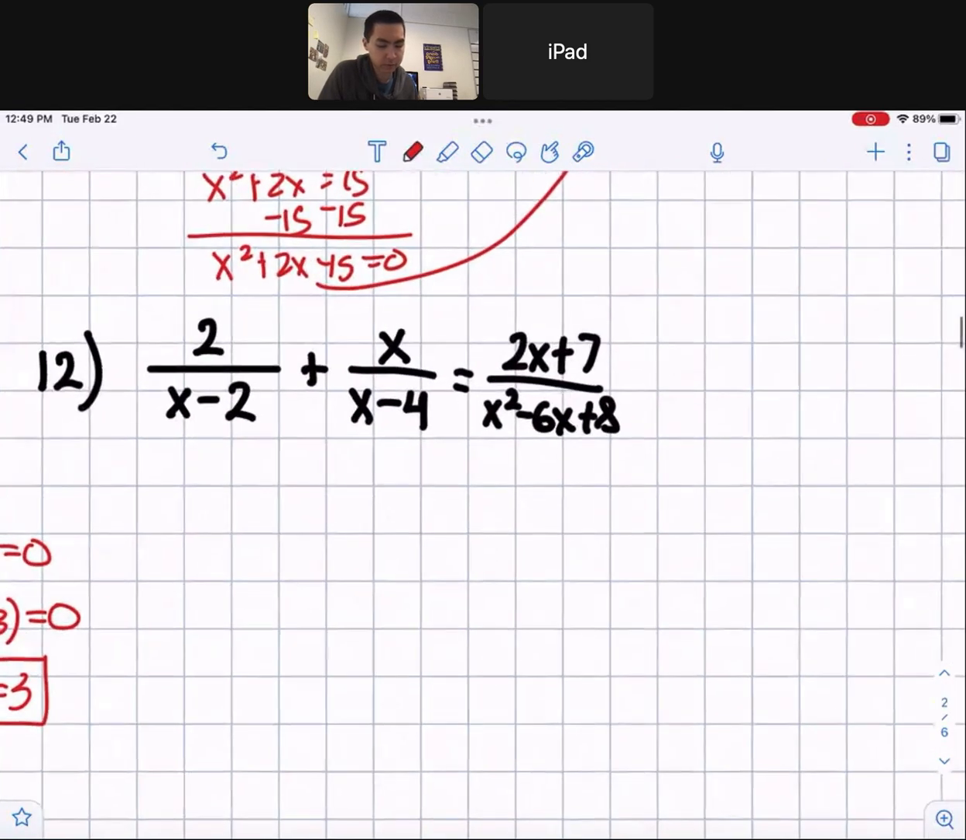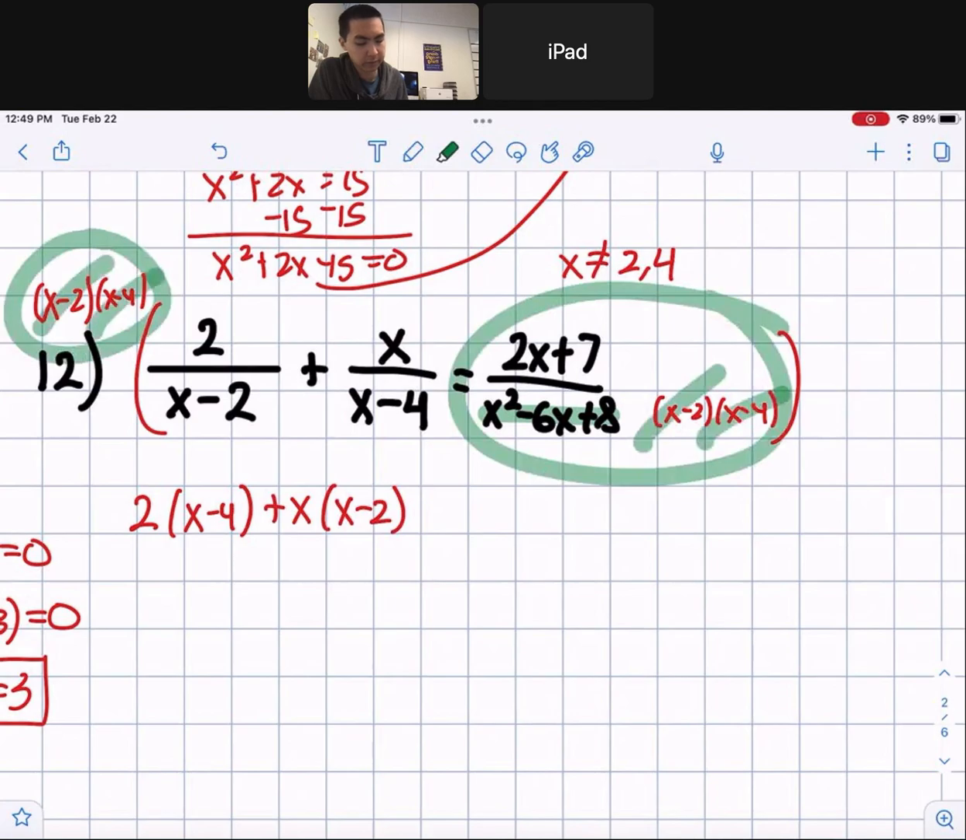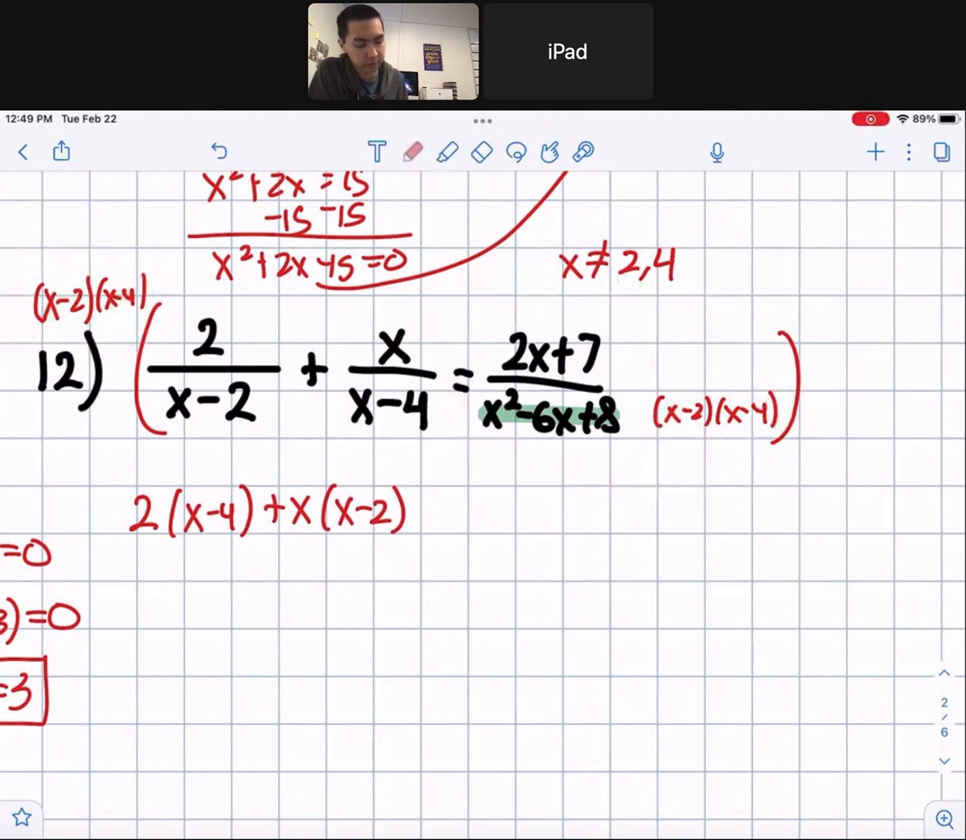And last one, number 12. Again, this factors, you guys, to be x minus 2 times x minus 4. X cannot be 2 or 4 because 2 or 4 would make the denominator 0. So then, let's multiply everything by the LCD of x minus 2 times x minus 4. This times this, the x minus 2's cancel, so it's just 2 times x minus 4. When you multiply this times this, the x minus 4's cancel, so it just leaves x times x minus 2. And when you guys multiply this to this, the x minus 2 and x minus 4's cancel, so you guys just got a 2x plus 7.